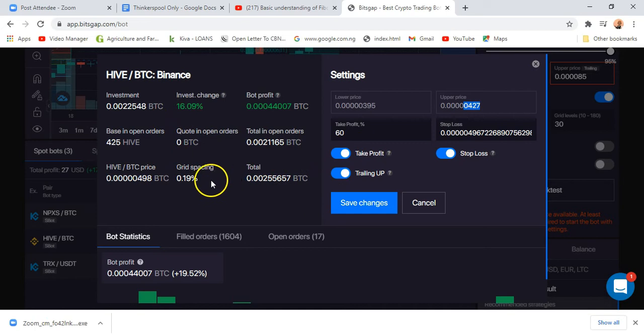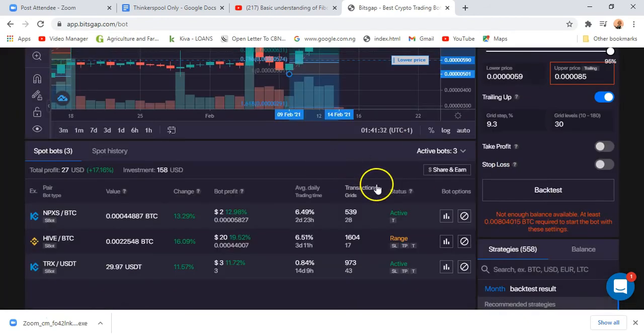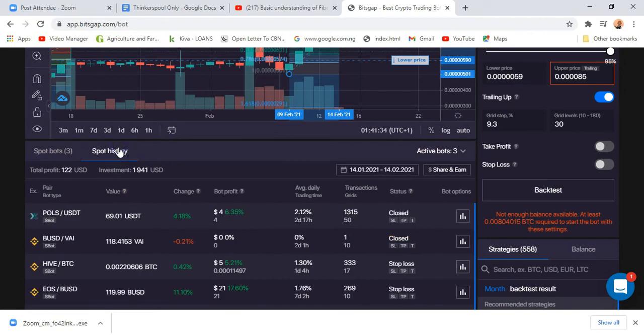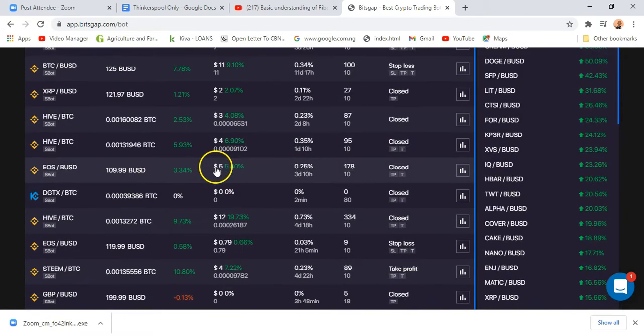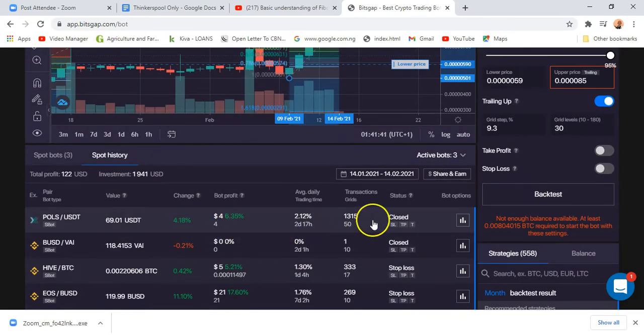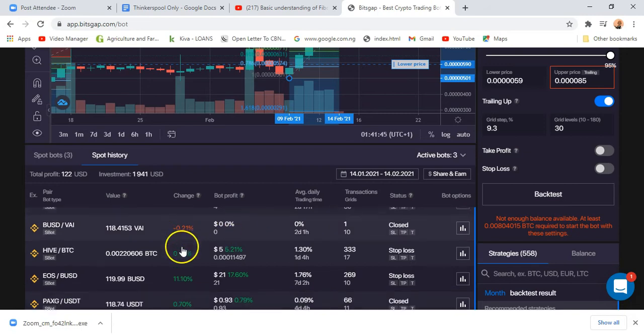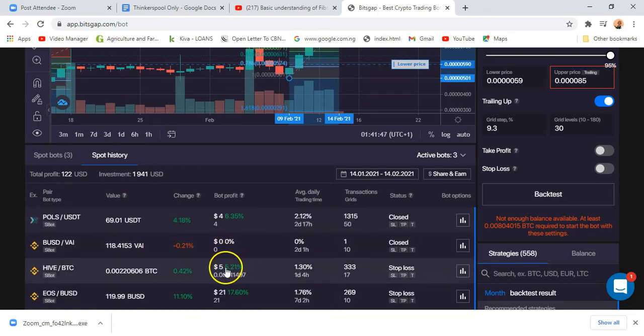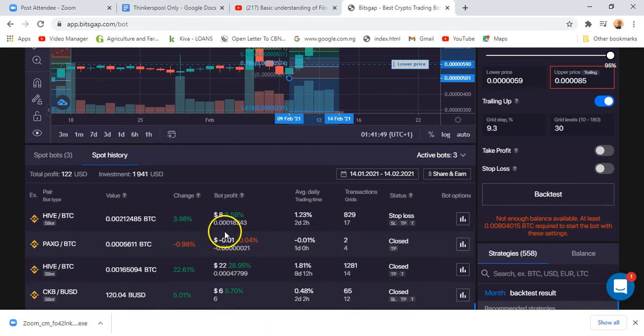Okay, so I want to ensure that your grid spacing is not so wide. Anything that is more than 2.5% for grid spacing, I'm not always comfortable with it. So then I have closed a couple of bots, and I closed them in profits. Look at this. I closed these some hours ago. So I closed it in loss. Okay, I closed it in profit, loss.